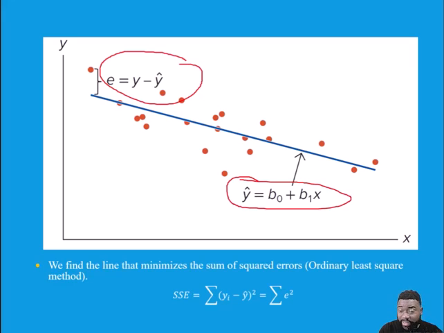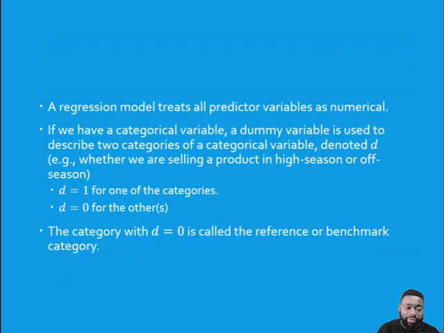So think of it like you are trying to draw a line through a scatter plot with your pencil. Every time your line is far from the dots, you get penalty points. So the best line is the one that gives you the fewest penalty points overall. So let's talk about how regression models treat all predictor variables as numerical.